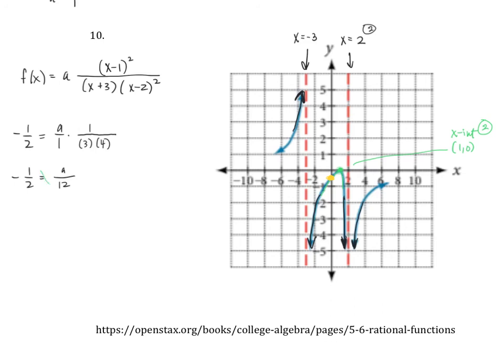And again, you're going to cross multiply and solve. So you'll have the negative can go with either one. So let's put the negative up here. So we have negative 12 is equal to 2a. Divide by 2, you get a equals negative 6. So now you're going to put the negative 6 in for the a. So you're going to have f of x equals negative 6 times (x minus 1) squared over (x plus 3) times (x minus 2) squared. And that will be your function.